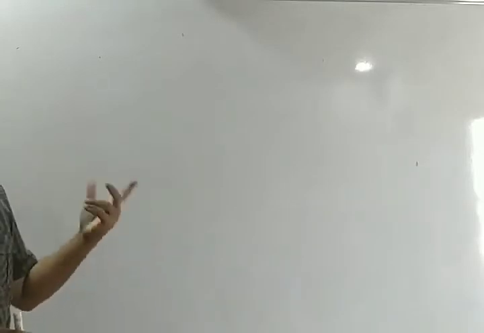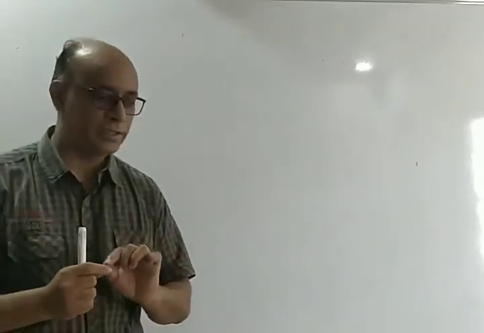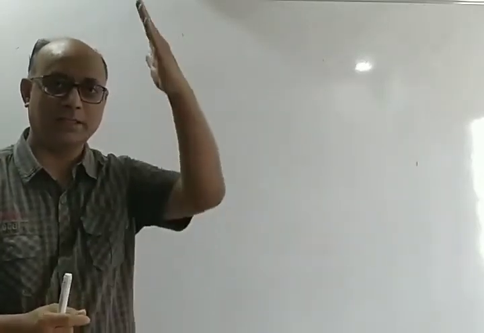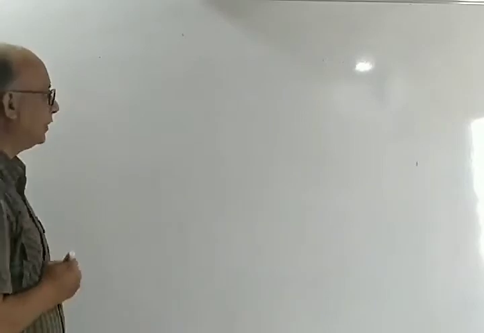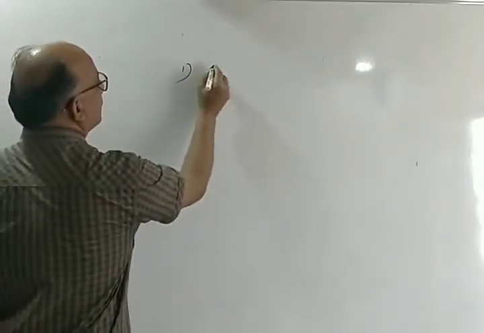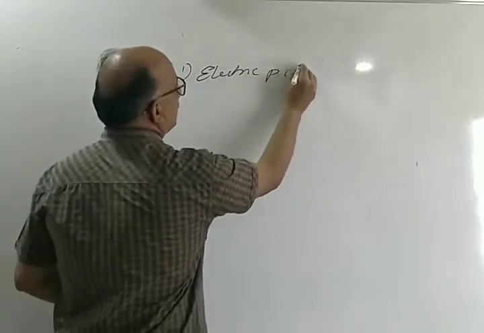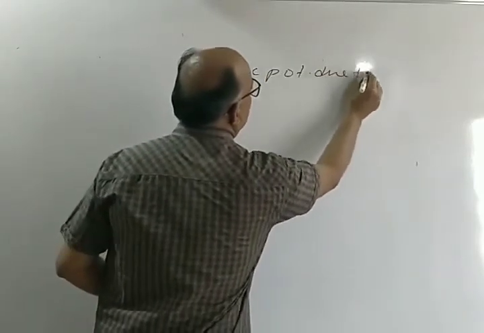Electric dipole you have studied. Now we are going to calculate the electric potential due to a dipole. Again, there are two situations. Electric potential will be calculated on its axial line as well as on its equatorial line. So the first case is when you talk of electric potential due to a dipole.